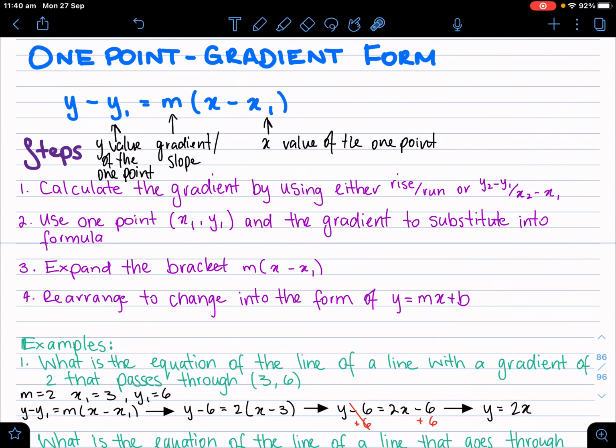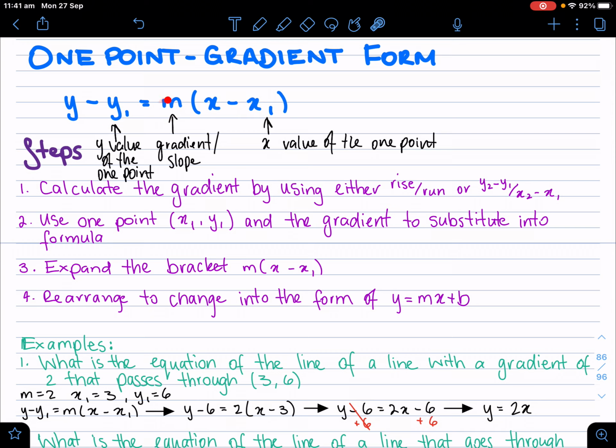So the first step is to calculate the gradient, or the m value, using either rise over run or the gradient formula, which is y2 minus y1 over x2 minus x1. If you don't know how to do step 1, go back and watch the video on gradient. Once you calculate the gradient and you've completed step 1, then we move on to step 2. And step 2 is to use the 1 point given in the question or on the line and the gradient to substitute into the formula. Which formula are we talking about? We're talking about the one-point gradient form that we discussed above.